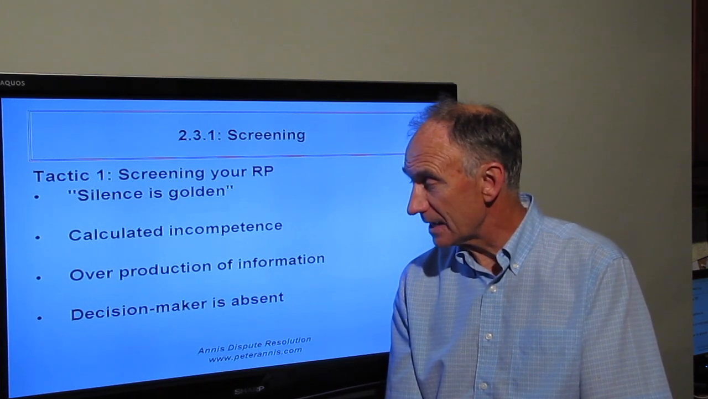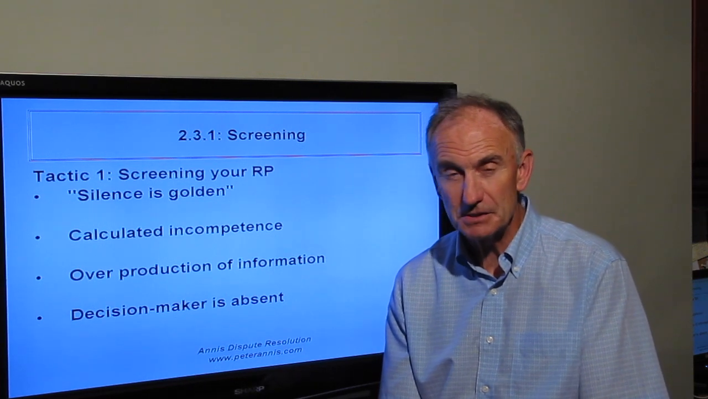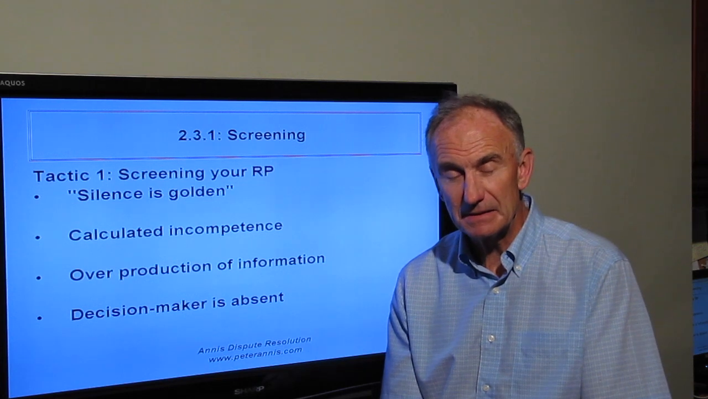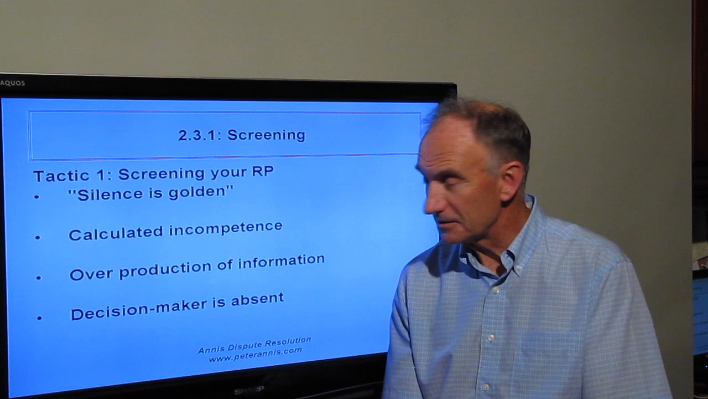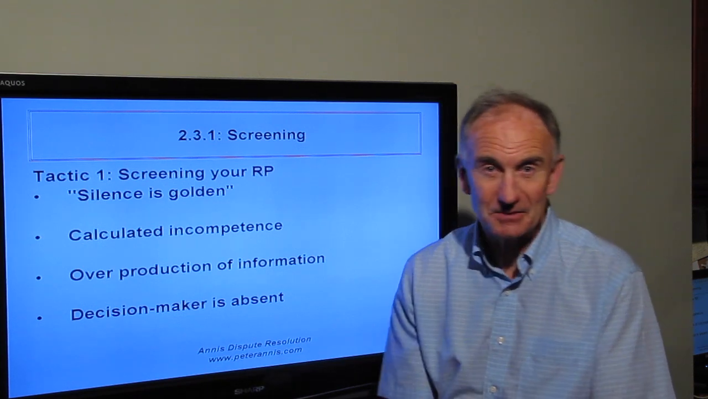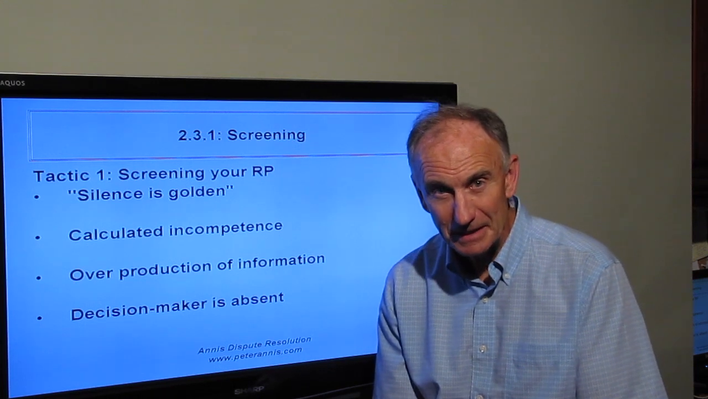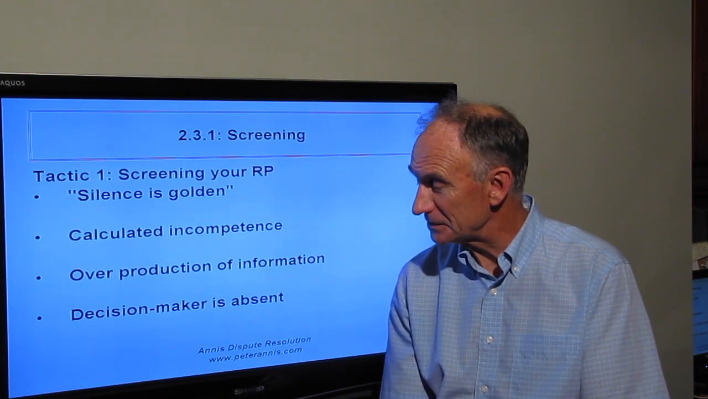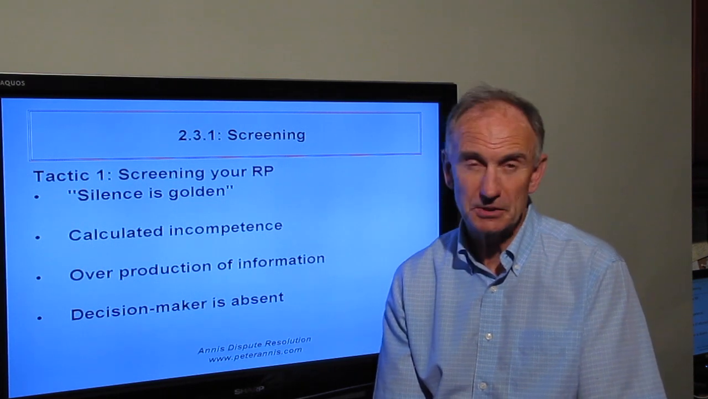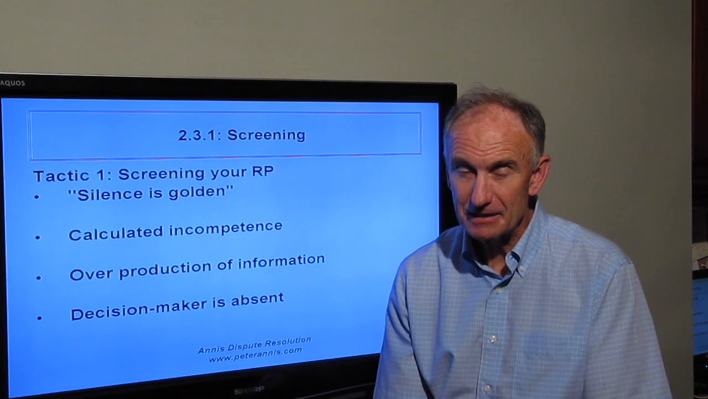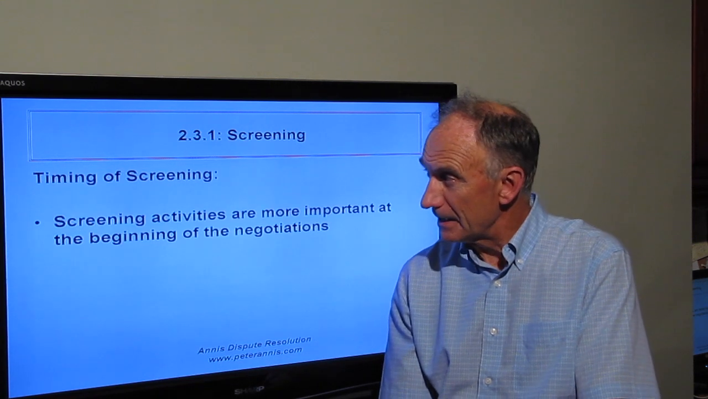The other two items, calculated incompetence and overproduction of information, we see that it's generally a little harder to do. Decision makers being absent, that's something that we see quite often, don't we? And when you think about it, when the decision maker is absent, to a certain extent they've screened. The representative may not have all the information. In fact, their representative may be misled as to what the resistance point is, and the representative may be told the resistance point is this, when in fact it's really their expectation point. But in any event, there's definitely screening by having a decision maker not there. We're going to talk more about that in the hardball section. We'll talk about hardball tactics because it's part of that as well.